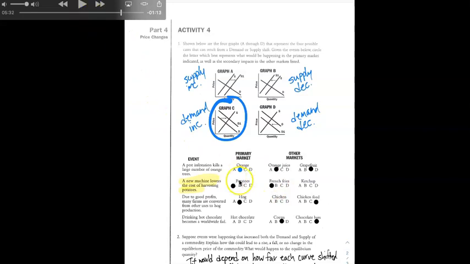Now we need to look at what's happening for ketchup. Well, ketchup is a complementary good to French fries. So when we have complementary goods, we're talking about something that has to do with demand. And so we find that there's an increase in demand, C.